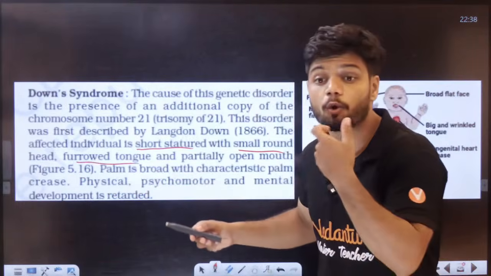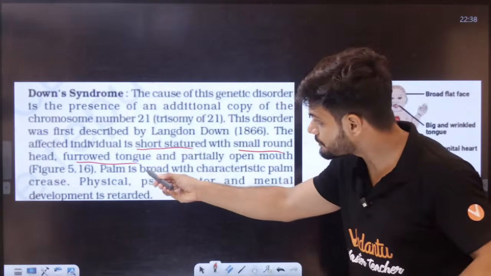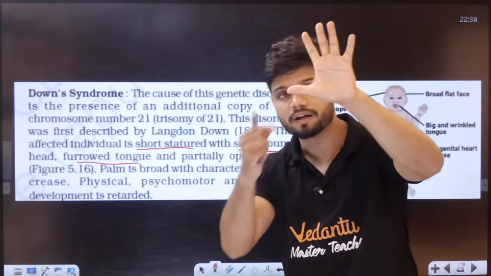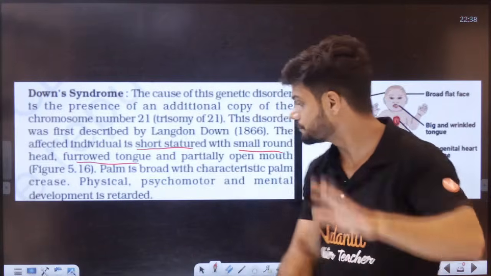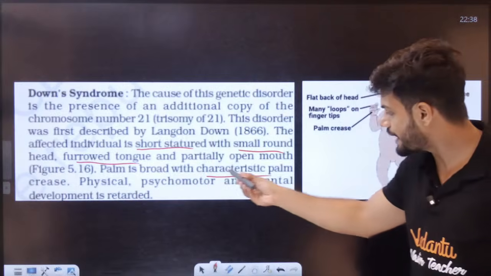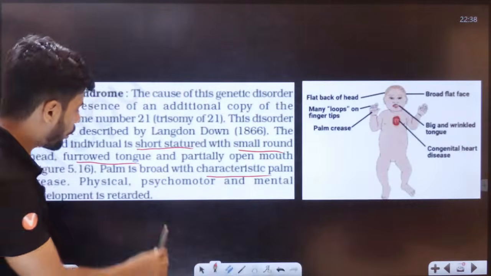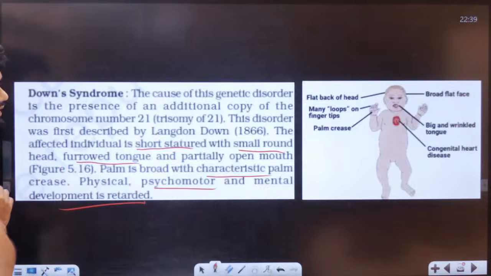Furrowed tongue is outside, right? Partially open mouth. Palm is broad, very broad with a lot of lines on the palm. That is the palm characteristics. Physical, psychomotor and mental development is not seen here. So all of these points are very important.